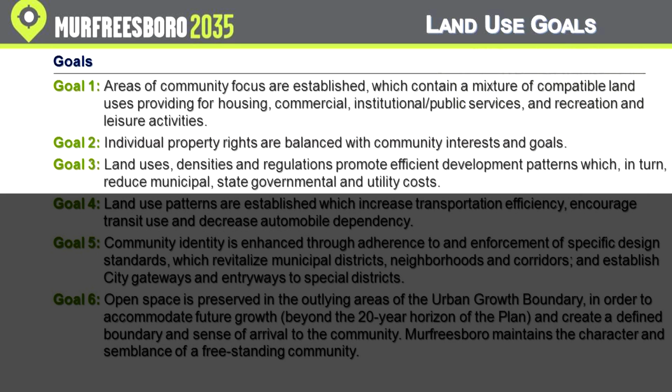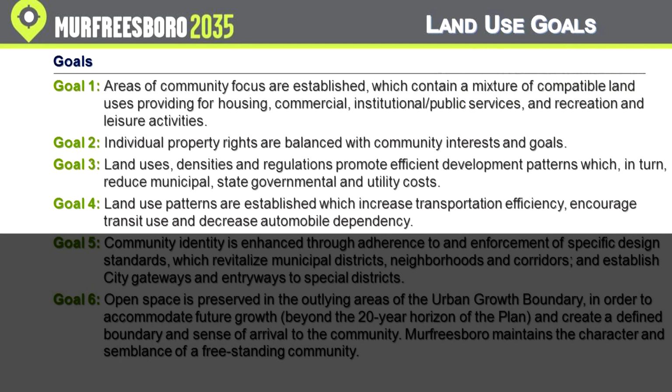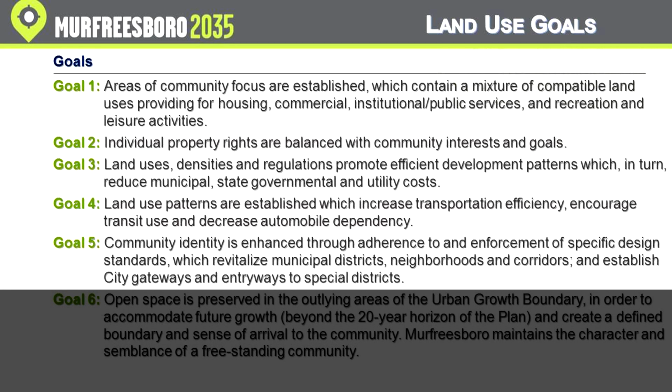Goal 3, land uses, densities, and regulations promote efficient development patterns which in turn reduce municipal, state, governmental, and utility costs. Goal 4, land use patterns are established which increase transportation efficiency, encourage transit use, and decrease automobile dependency. Goal 5, community identity is enhanced through adherence to and enforcement of specific design standards which revitalize municipal districts, neighborhoods, and corridors, and establish city gateways and entryways to special districts.